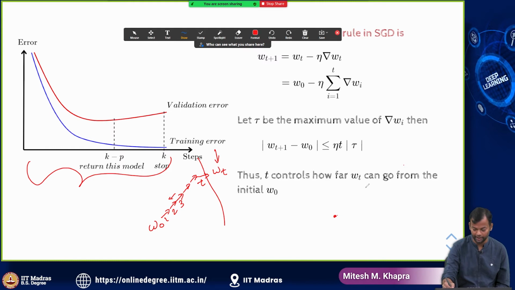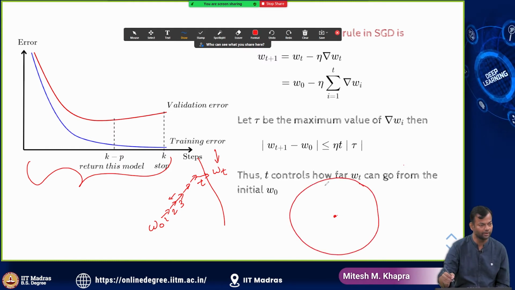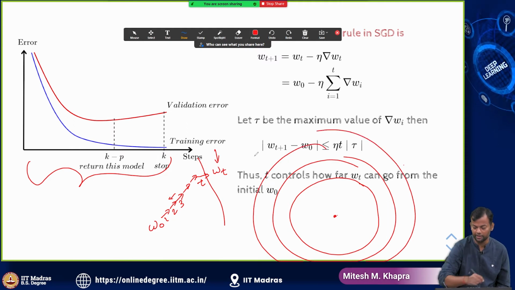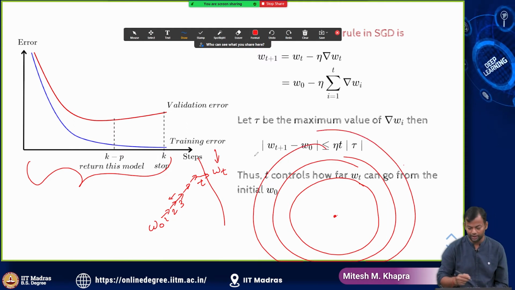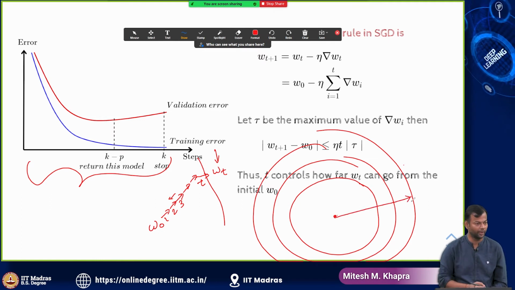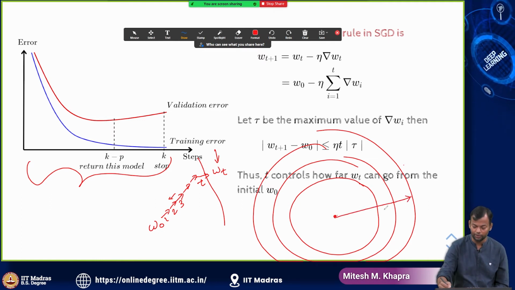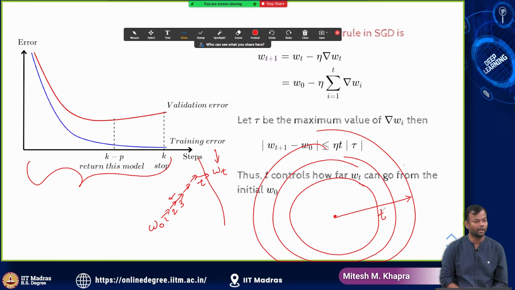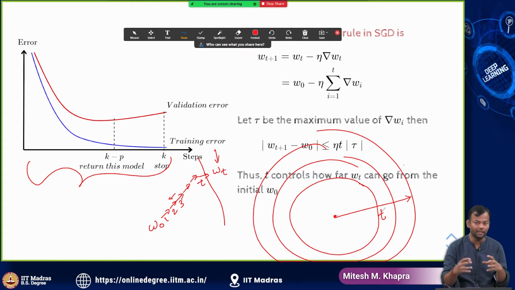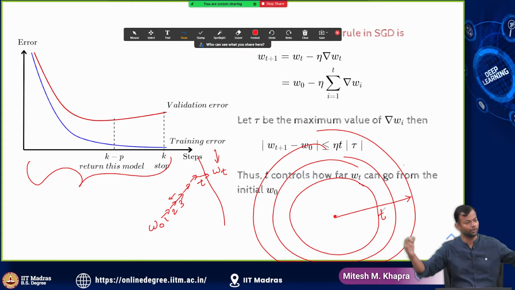You start off with something and you are drawing these boundaries, right? If you remember the contours of the L2 regularization, this is how it is. It tells you how far you can go from the initial weight that you had, and here also the time step t is controlling how far you can go from the initial weight that you started off with. So it's also in some sense shrinking the weight because it's not allowing the weight to grow very large.